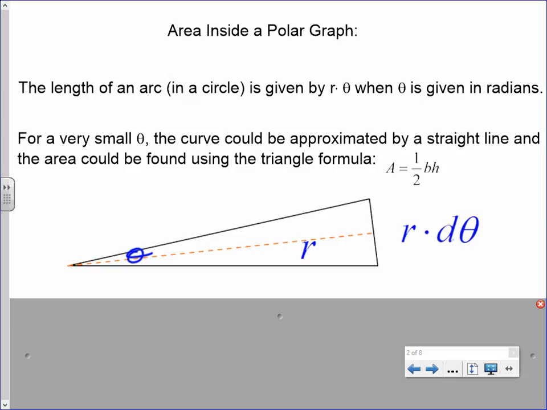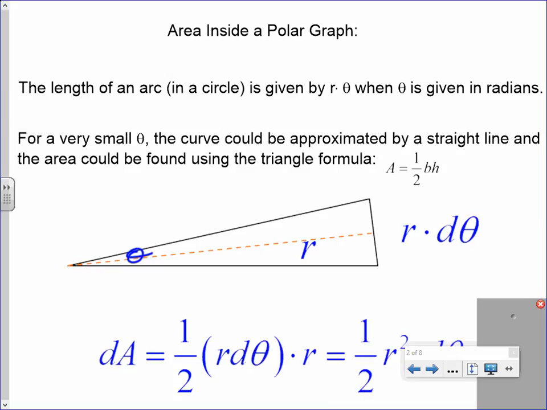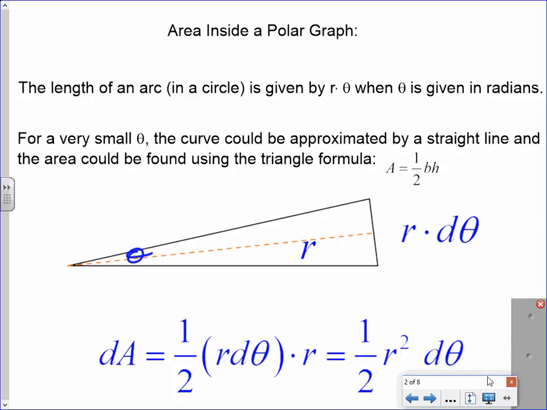Area of any triangle, 1/2 base times height. So 1/2 base times height would give us 1/2 r times r d theta. Base is r d theta. Height is r. So 1/2 r squared d theta.